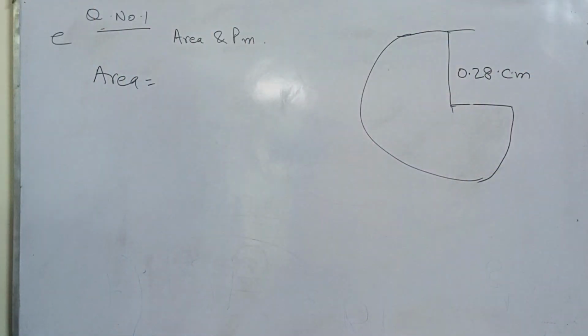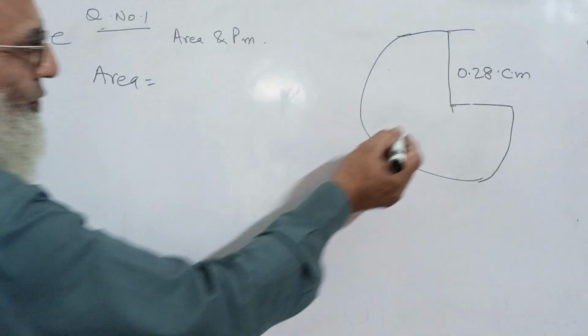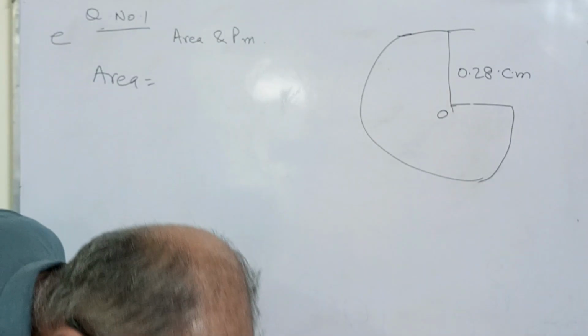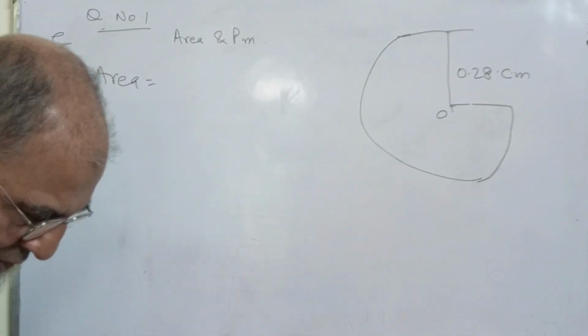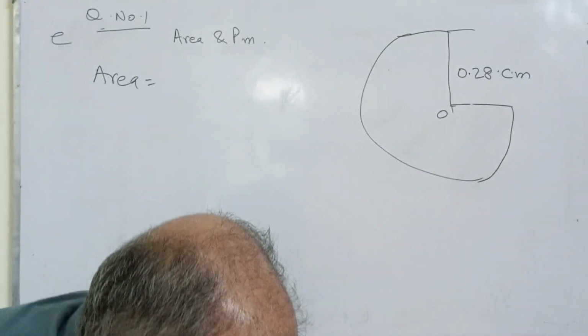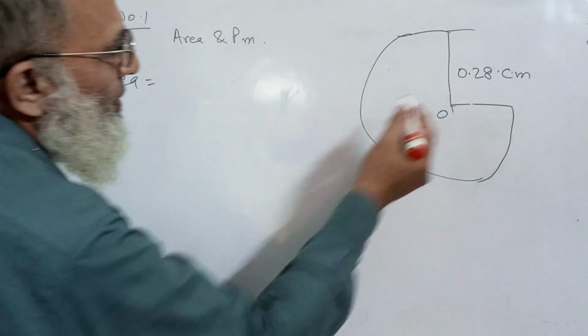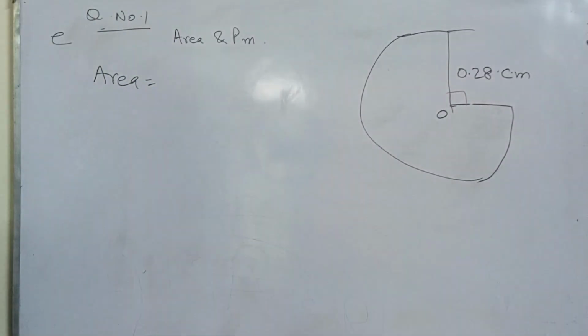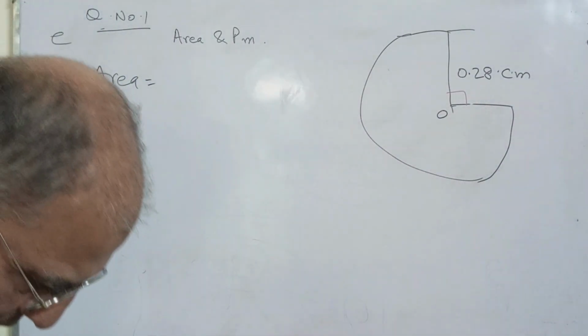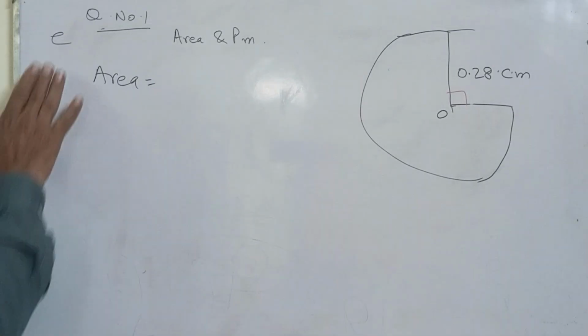Centimeters. 0.28 centimeters. Okay, my dear students. And this is O. And again, a sign of perpendicular is given here. This is the sign of perpendicular, as I told you. Now this is part F.